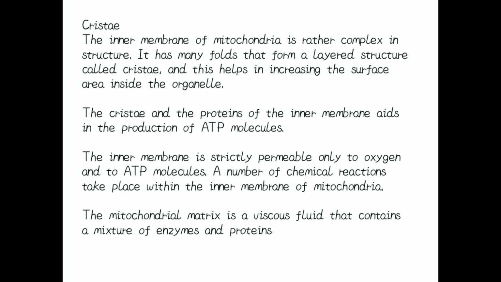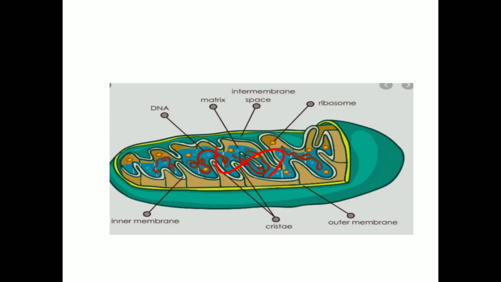The mitochondrial matrix is a viscous fluid that contains a mixture of enzymes and proteins. So friends, I'll show you here. This is the mitochondrial matrix, and it contains different kinds of enzymes which are responsible for the completion of the respiration reaction, that is, some enzymes present in the matrix of the mitochondria are useful in the Krebs cycle, also called the citric acid cycle. And these cristae are only permeable to oxygen and ATP.